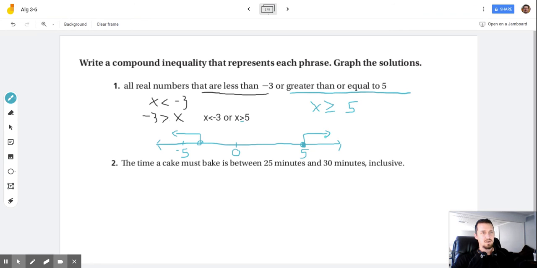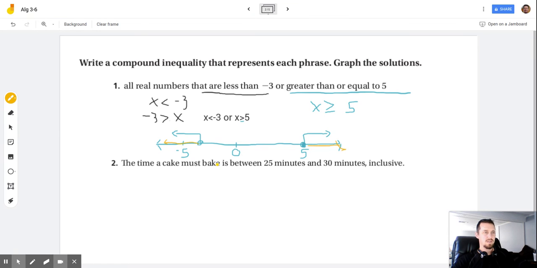So you can see here, we are talking about all of the numbers on the number line that are outside of these 2 points. So every real number except the ones in between these 2 dots. That's what my arrows here are telling me.